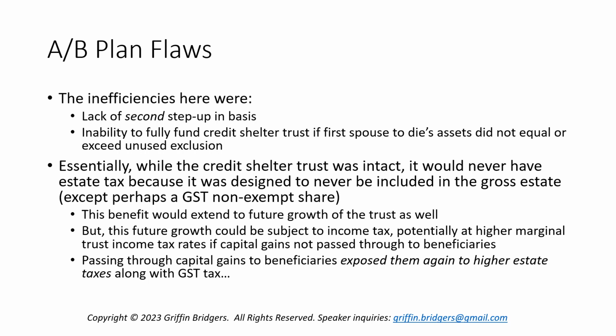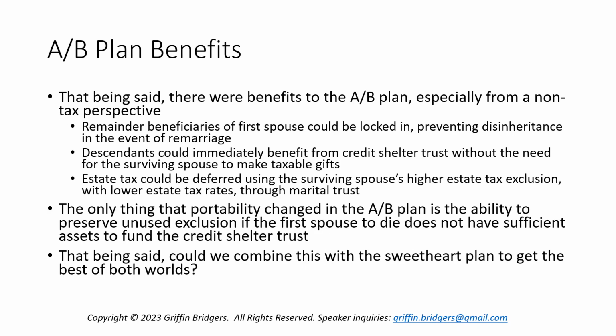You've recognized the gain, but now you've exposed those capital gain assets, usually through a principal distribution, again to a higher estate tax when the beneficiary dies, along with potentially a GST tax as well. So distributions that passed through gain often went contrary to the estate tax purposes and savings of the credit shelter trust. Now that aside, I mentioned before with the AB plan, there were a number of non-tax benefits and even some other tax benefits we haven't discussed before.